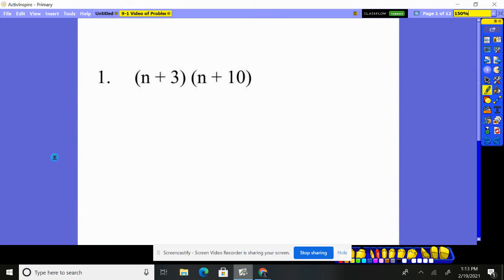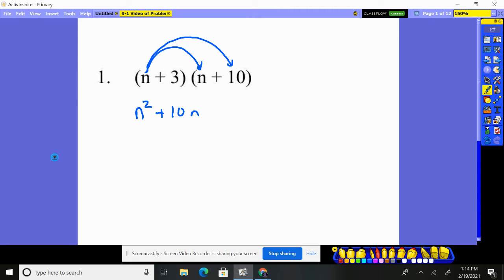All right, we want to multiply these two binomials. So what we're going to do is have the n shake hands with that n, and it's got to shake hands with the 10. So n times n is what? N squared. And then n times the 10 gives us 10n.